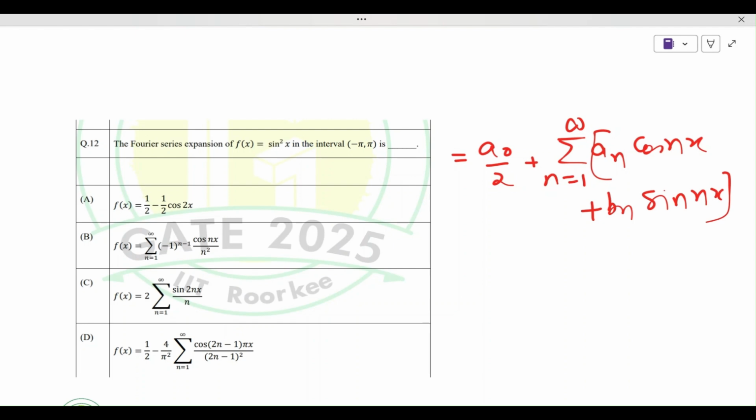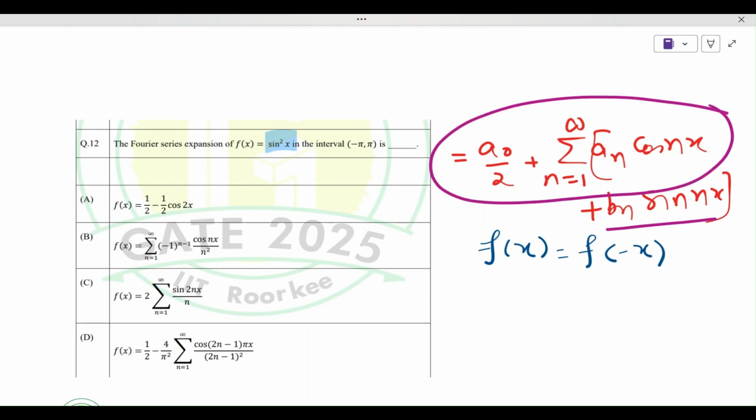Now, whenever we have limits minus pi to pi, we check whether the given function is even or odd. This one is an even function: for sine square x, replacing x with minus x, you get the same function. f of x equals f of minus x, so it is an even function. If it is an even function, b n becomes 0. So our series will be a cosine series. It means we are going to have these two terms, a naught by 2 plus summation n equals 1 to infinity a n cos n x.